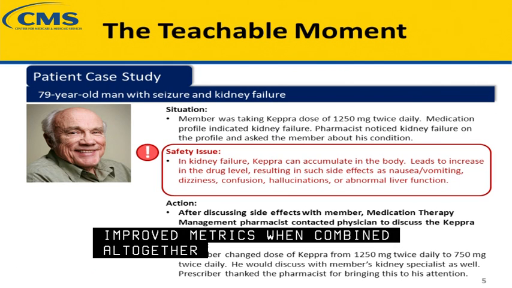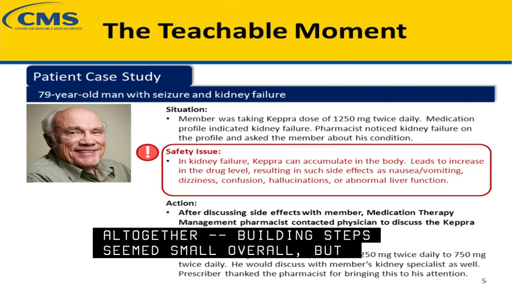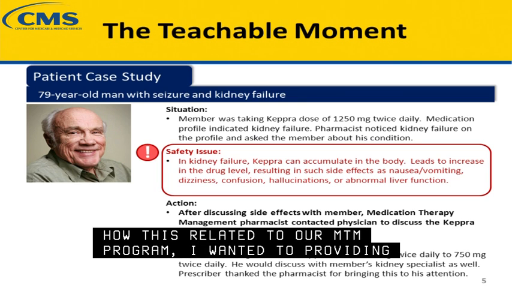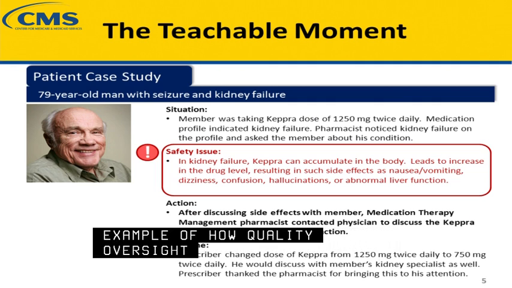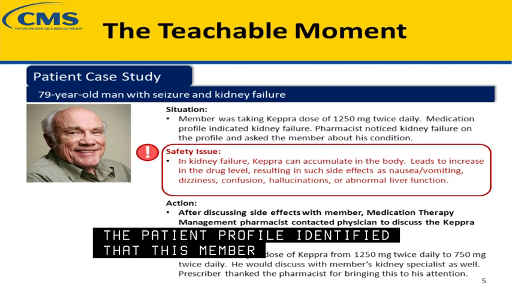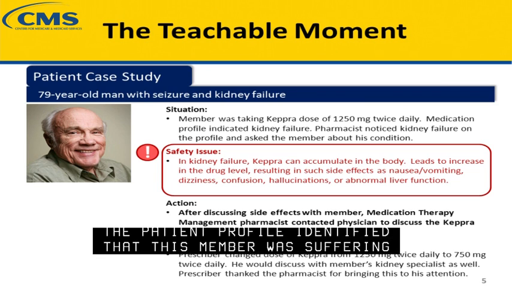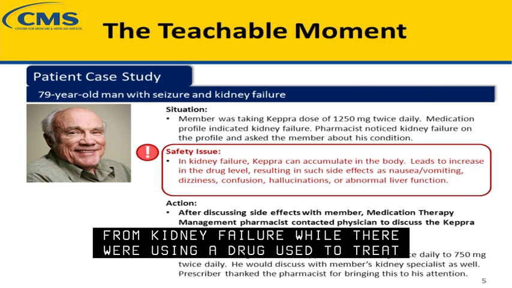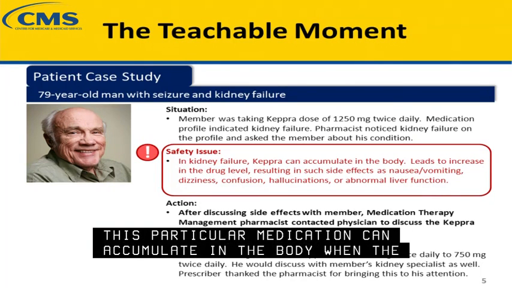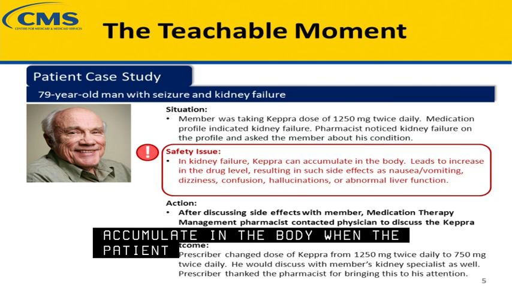And after sharing how these quality practices really related to our MTM program, I wanted to provide an example of how that quality oversight can translate into specific positive outcomes for our patients. In this scenario, one of our specialist pharmacists had identified through the patient profile that this particular member was suffering from kidney failure while they were using a drug used to treat seizures, particularly Keppra. This particular medication can accumulate in the body when the patient suffers from kidney failure, potentially leading to a number of serious adverse effects.